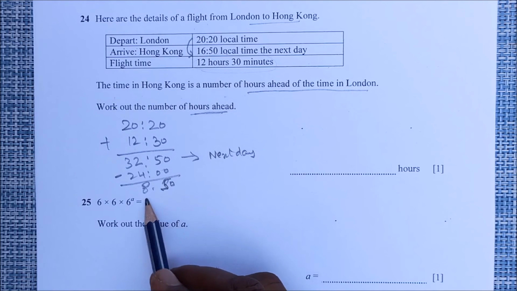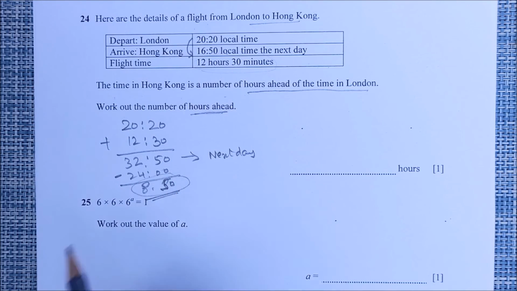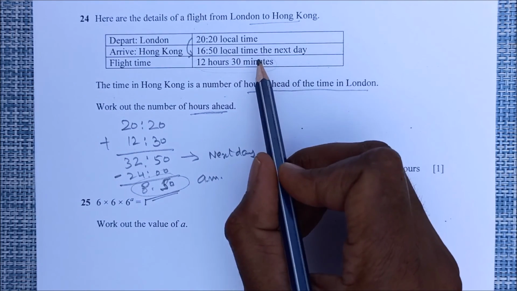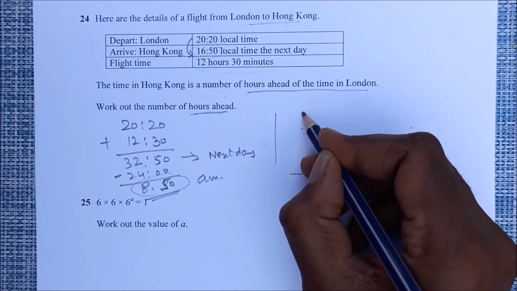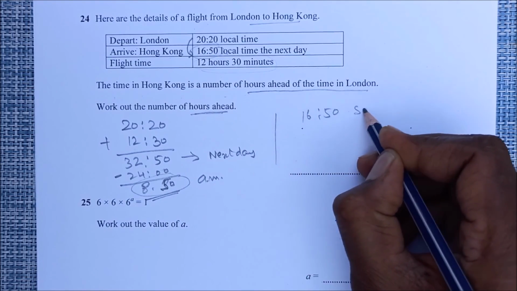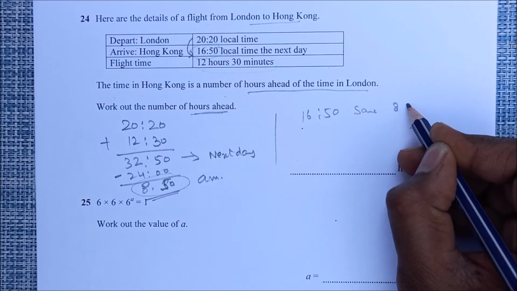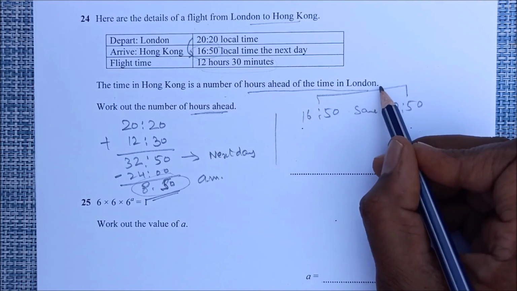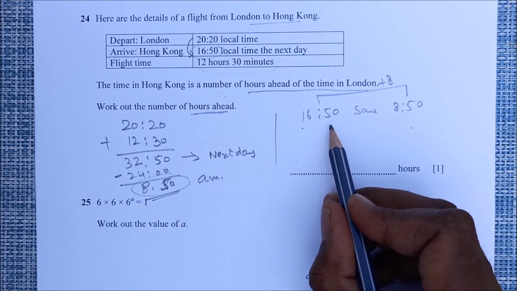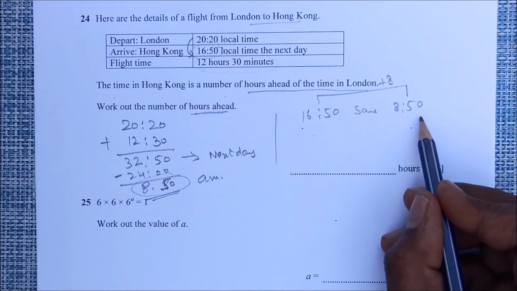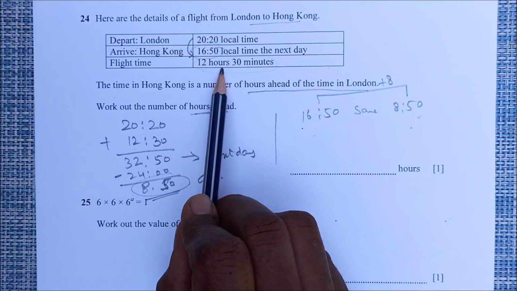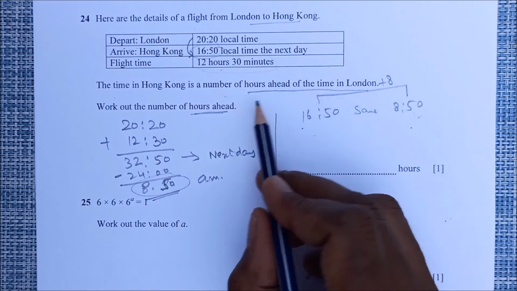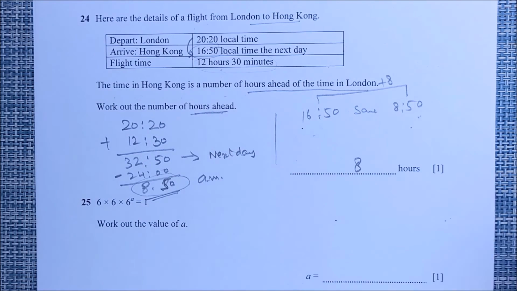So that means the flight arrives at 8:50 a.m. That means this is the time that is shown here, 1650. So 1650 is the same as 850. So what is the difference in hours here? The difference in hours is, if you add 8 here, so that is 8 hours. So that means this time and this time represent the same time that we are talking about here in the table. So the time gap, or you can say the hours ahead, is 8 hours.